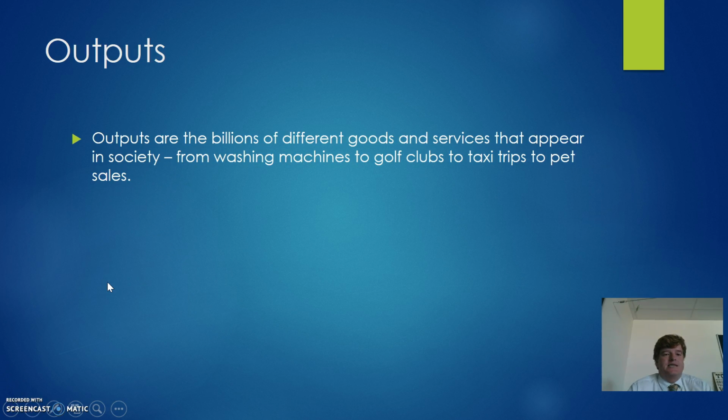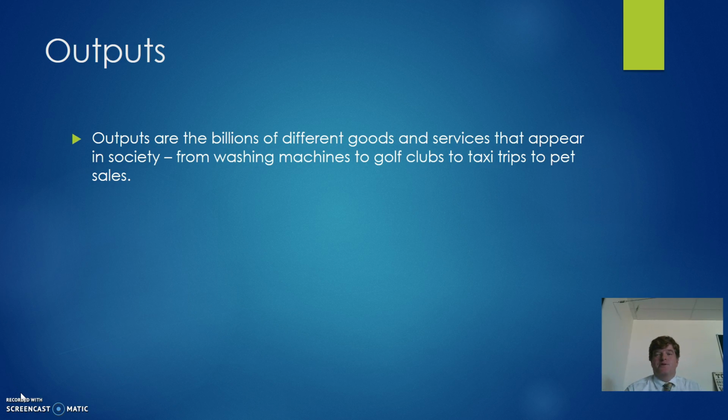And then we come to the last thing, the outputs. The outputs could be anything. The outputs might be a taxi ride. The outputs could be education. The outputs could be a pen. Whatever it is that your business has created. Golf clubs, washing machines. There's a whole variety of outputs, and that's the core, of course, of what your business is trying to create.